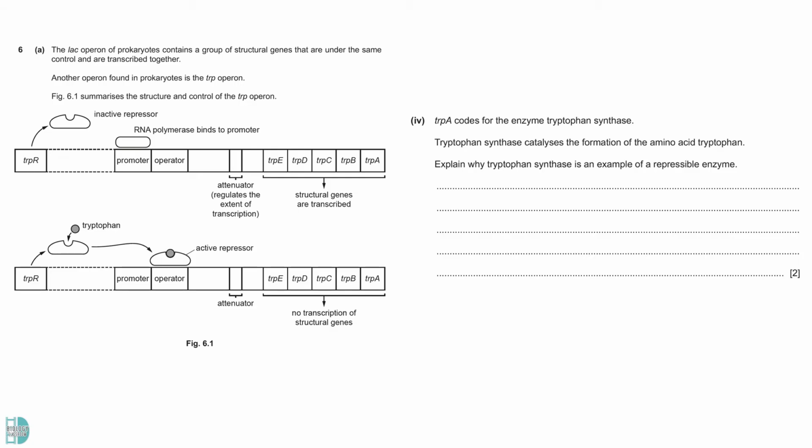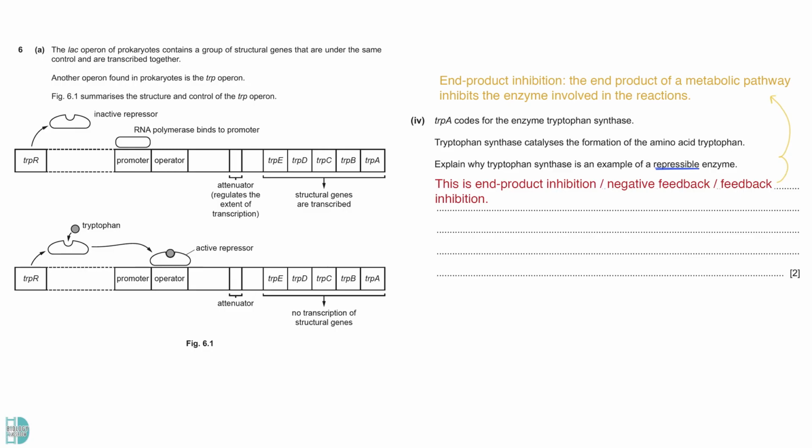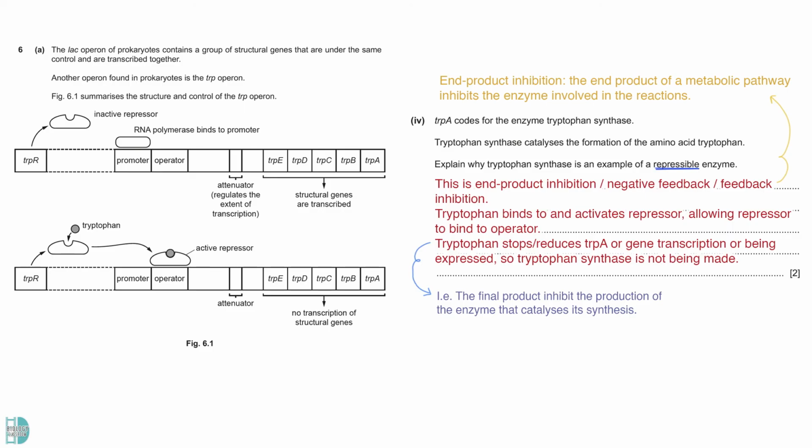4 tells you that trpA, one of the structural genes in the tryptophan operon, codes for the enzyme tryptophan synthase. It catalyzes the formation of the amino acid tryptophan. Explain why tryptophan synthase is an example of a repressible enzyme. This is an example of end product inhibition or negative feedback inhibition. The product of the structural gene binds to and activates the repressor. It means that when tryptophan is produced, it stops or reduces the expression of the gene which codes for the enzyme that made it. So, tryptophan synthase is no longer being synthesized.